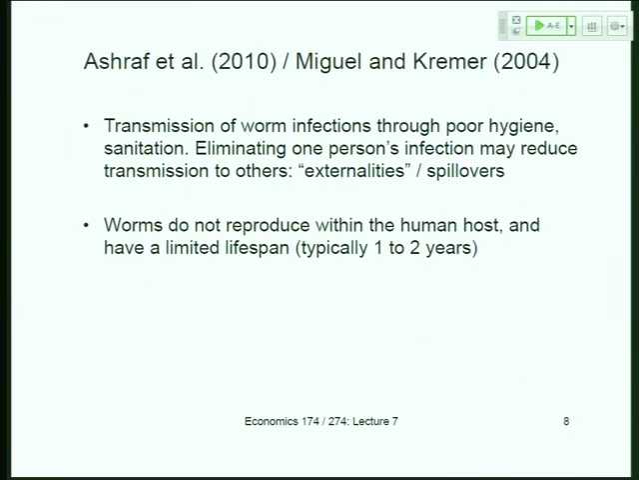So the worms, as we were talking about last time, live in people's intestines. They only have a limited lifespan. People have lots of worms in their intestines because they're constantly getting reinfected with worms. And you get reinfected by coming into contact with infected fecal matter. So it's basically fecal matter that has worm eggs in it. That's the typical way people become infected.